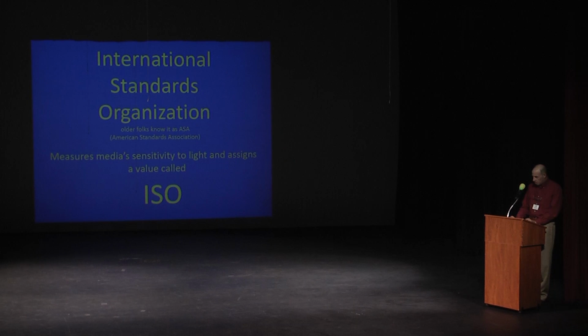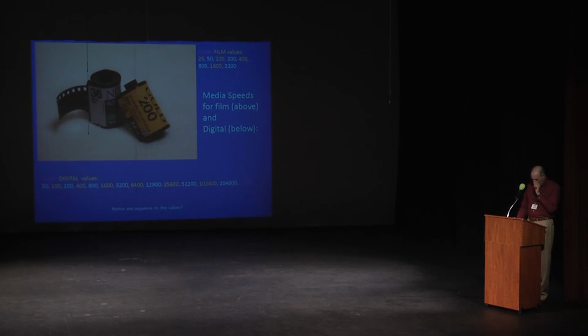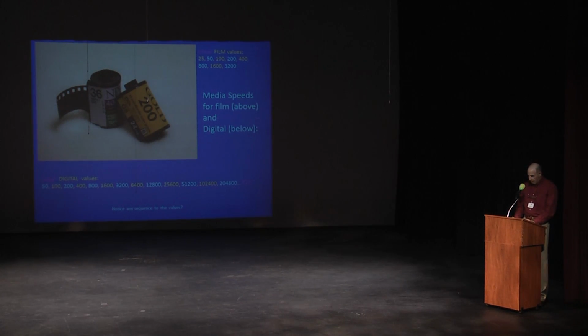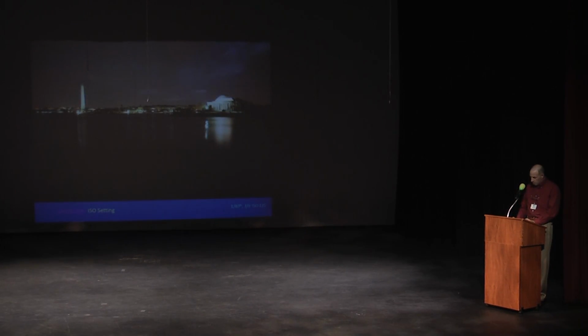ISO is a calibration of the media's sensitivity to light. It used to be called ASA, and the terms are interchangeable. ISO is referred to as speed. Low or slow ISO means media is less sensitive, but photos look better. High or fast ISO means media is more sensitive, but photos may look worse. For film, the ISO is assigned by the manufacturer. For digital, the user sets the value.